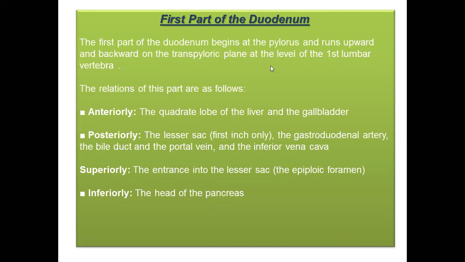Ma'am, the duodenum has four parts. The first part begins from the pylorus of the stomach and goes till the second part. It lies in the transpyloric plane. Anteriorly, the liver lies in front of it, that is the caudate lobe of the liver, and the gallbladder. Posterior to it is the lesser sac. Superior is the opening of the lesser sac, that is the epiploic foramen, and inferiorly the head of the pancreas is present.